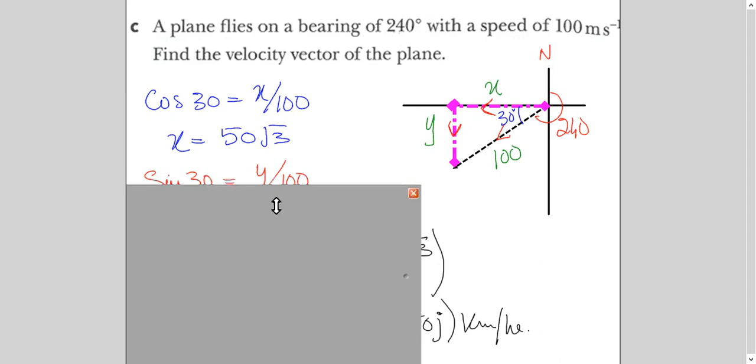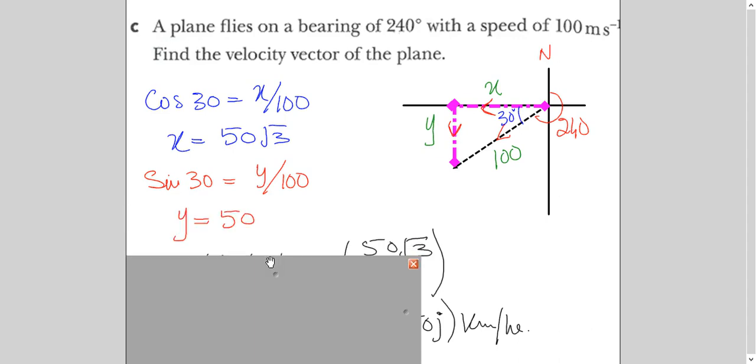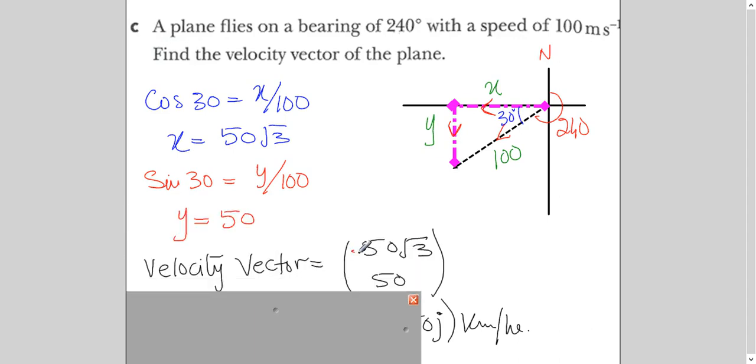So your x is 50 root 3. I have written the value here. When I write down the column vector or the vector, I will use the minus sign along with it, right? And then for sine 30, it is opposite over hypotenuse. So my value is this, and this will be negative. Why? Because it is in the left side direction and downward direction. Okay, so you can write it in the column vector form also if you want.